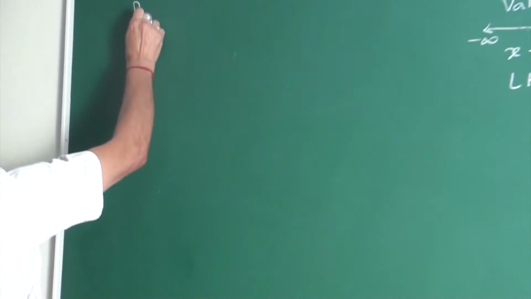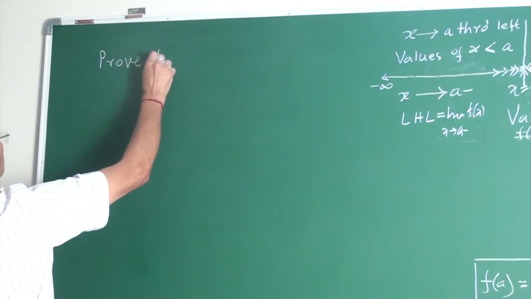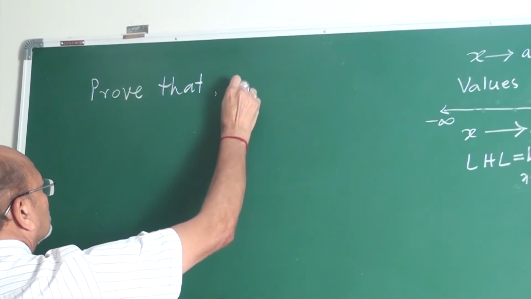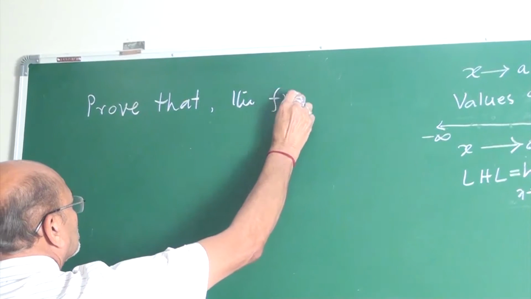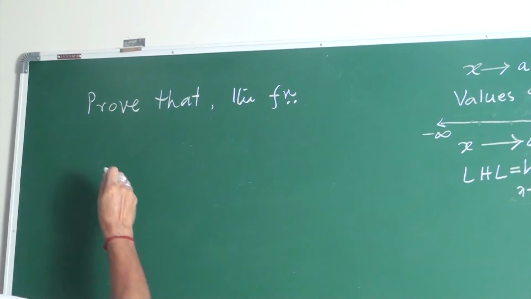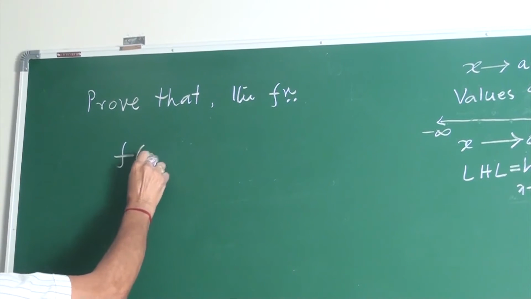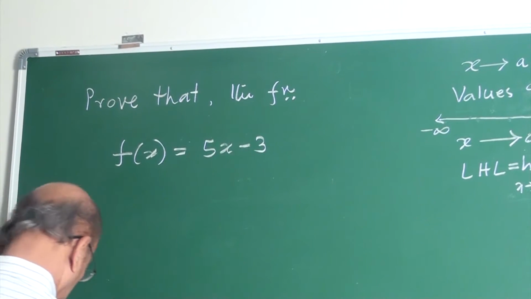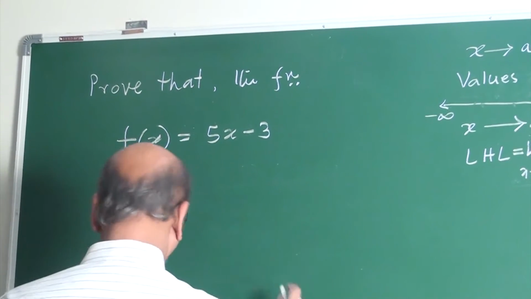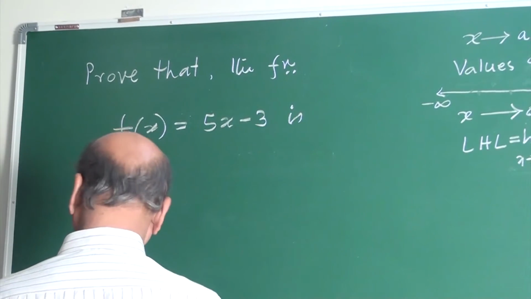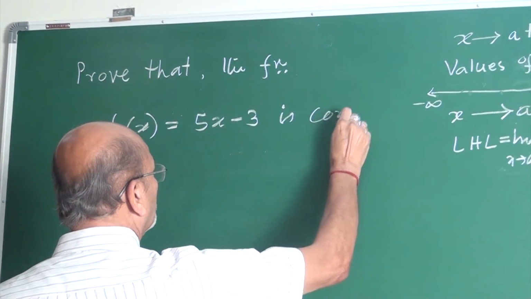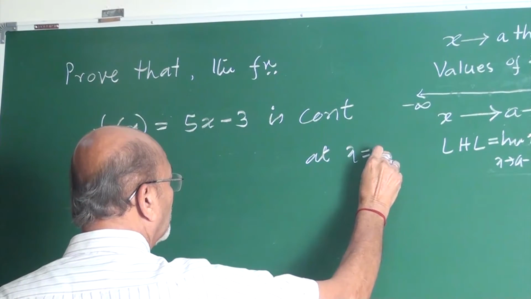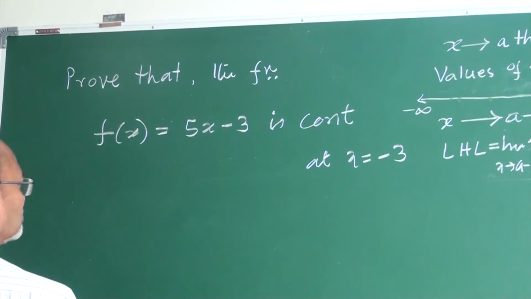Prove that the function f(x) equal to 5x minus 3 is continuous at x equal to minus 3.